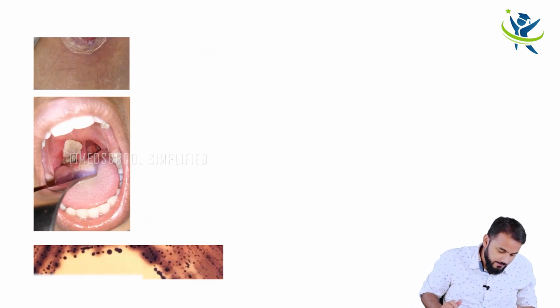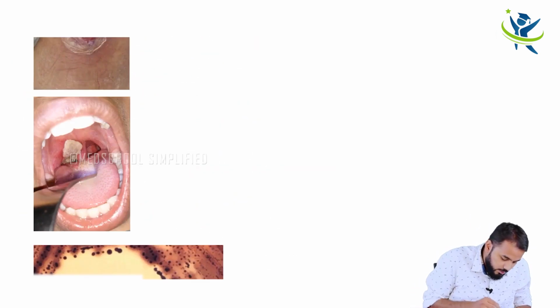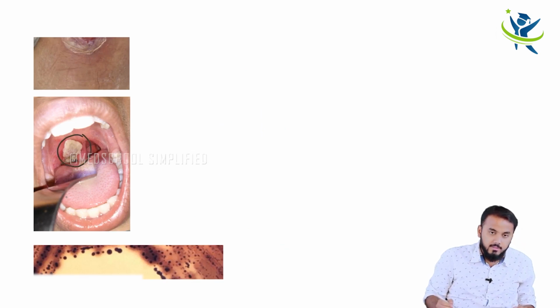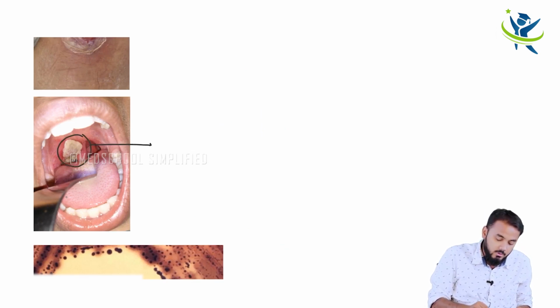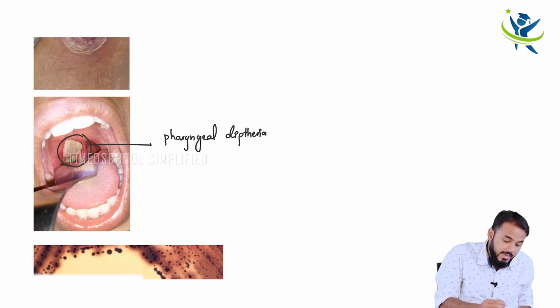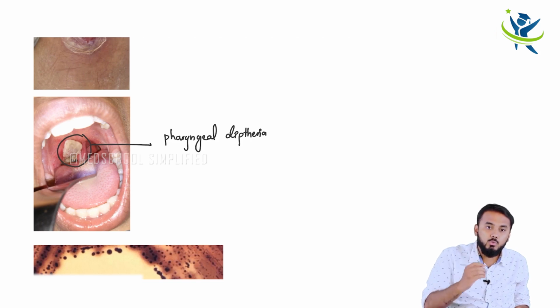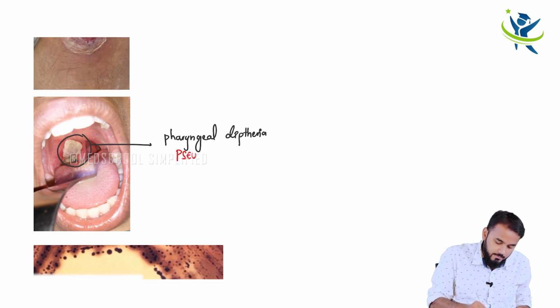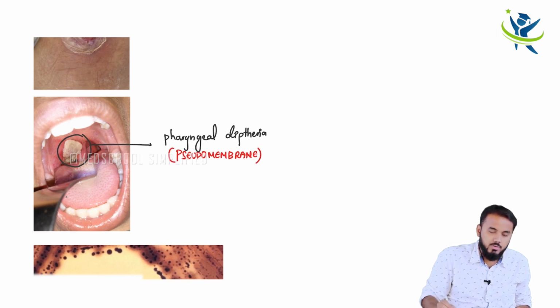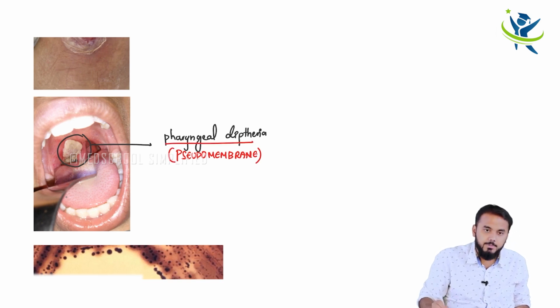Now let us look at the pictures. Do you look at this picture here? In this picture, do you see this grey colored thing? This grey colored thing is called pharyngeal diphtheria. What is this grey colored thing? It is what is called your pseudomembrane. And where do you see it? In case of pharyngeal diphtheria.